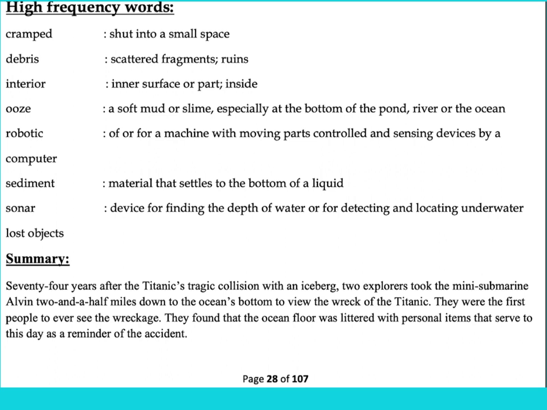We have the word interior. Interior is a noun which means inner surface or part, inside, and it's a noun, of course. Ooze is a noun which means soft mud or slime, especially at the bottom of the pond, river, or the ocean. Robotic is an adjective which means made or moved by a computer. Remember Jason Jr. in our story.